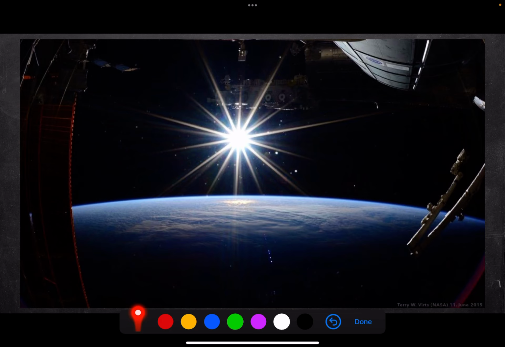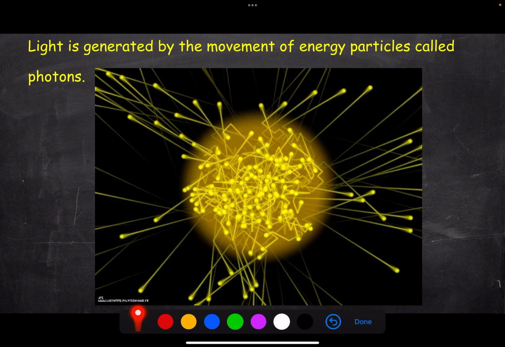But the main source of light is actually our star, the sun, which provides most of the light in our entire solar system. Light is generated by the movement of energy particles called photons, and these are the photons.